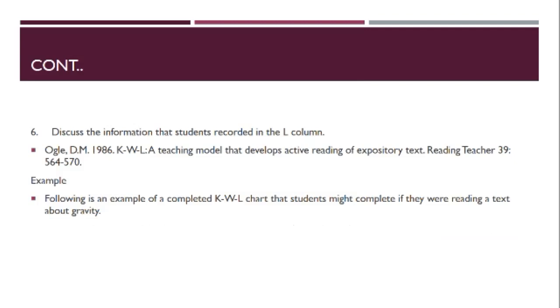Okay, so then next you would want to discuss the information that students recorded in the L column. Okay, and then here they say a teaching model that develops active reading of expository text. So this is similar to doing a reading comprehension. So it's comprehending the information that you've read in a text. An example here following is an example of a completed KWL chart that students might complete if they were reading a text about gravity.